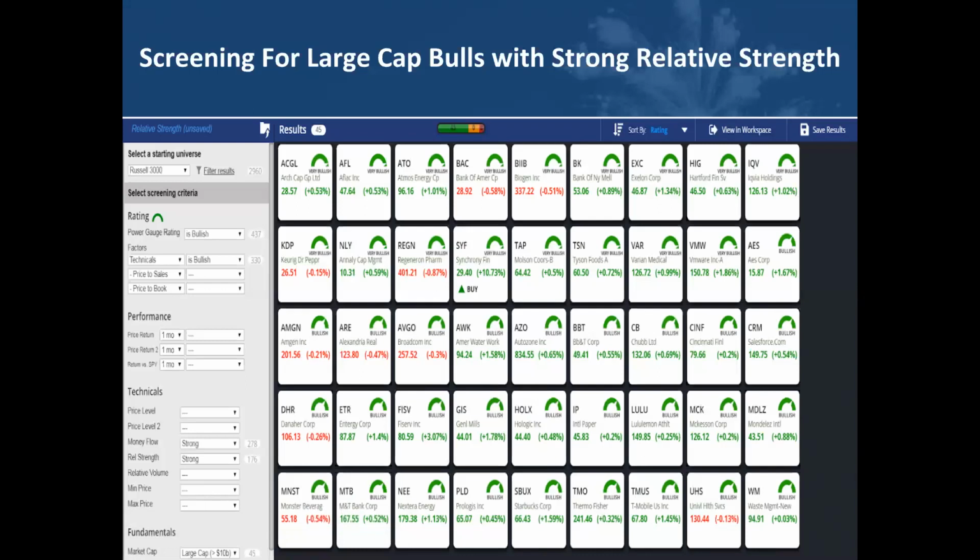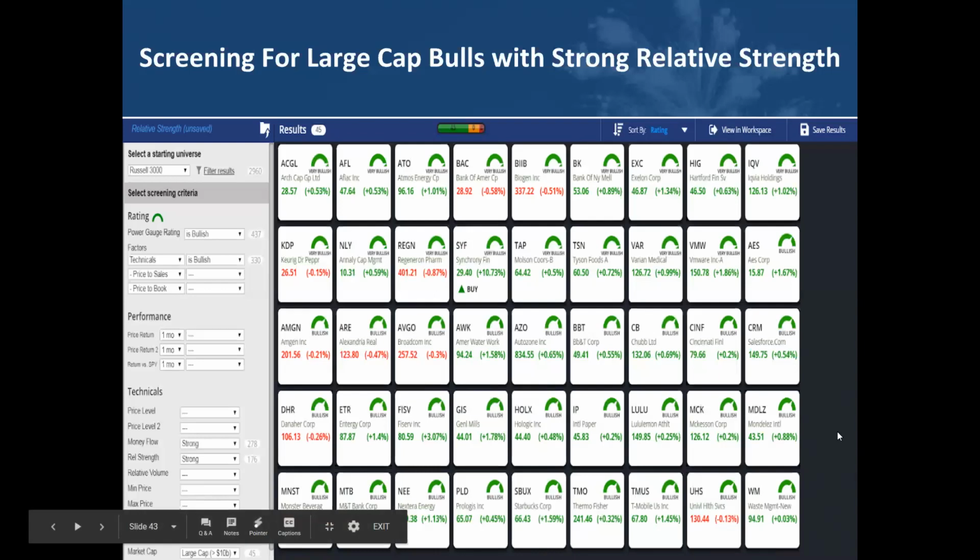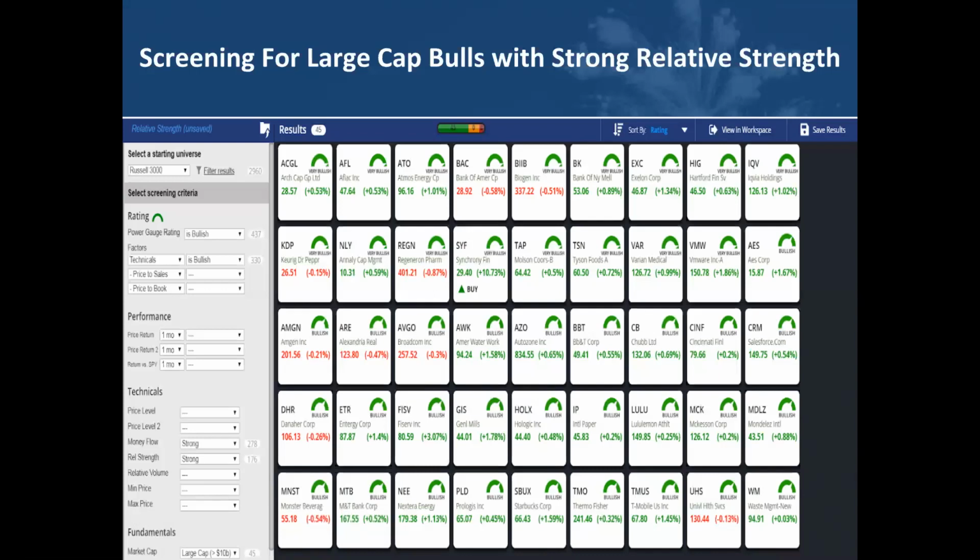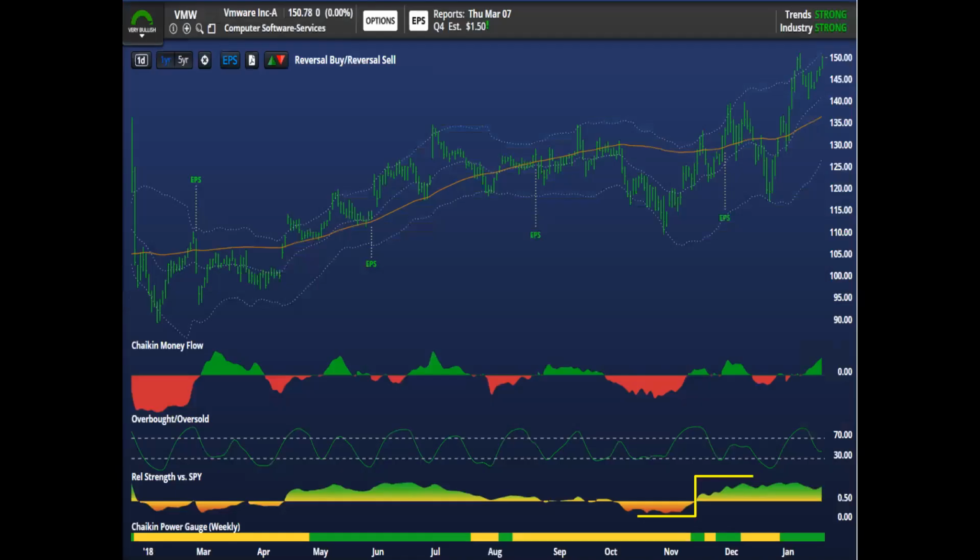This is a live screen. These are names to consider now. Here's Salesforce.com. A lot of names on here that you've probably heard of. Bank of New York Mellon, Molson Coors, Starbucks. All high-quality names with bullish Chaikin Power Gauge ratings that are outperforming the market with strong money flow. The tools you need to find the stocks you want to own.